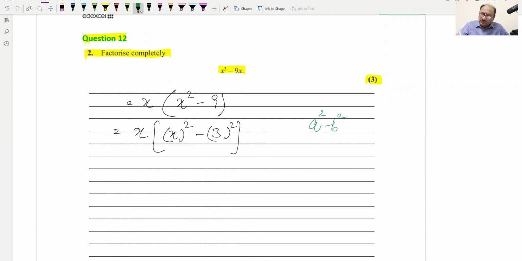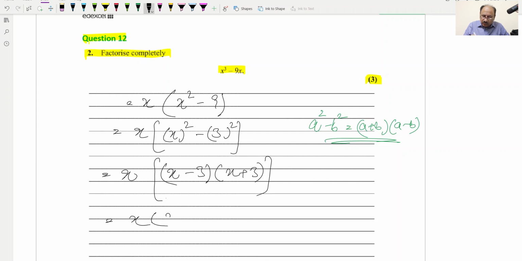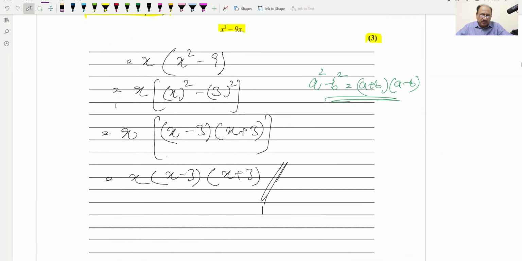Now we can apply the formula a square minus b square is equal to (a plus b) into (a minus b). This is the formula which we are applying on the term inside the bracket. So this x we keep as it is, and inside will be x minus 3 and x plus 3. So the final answer will be x into (x minus 3) into (x plus 3). This will be the final answer for this question, and this was a 3-mark question.